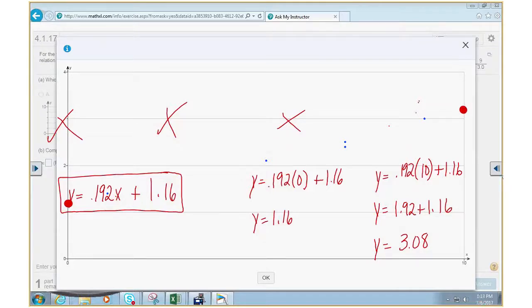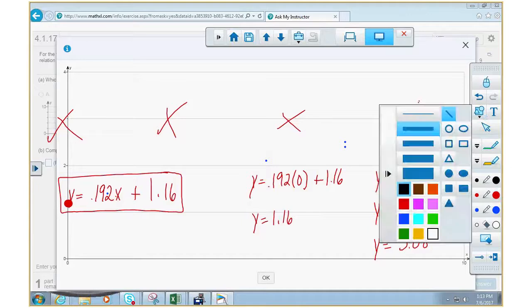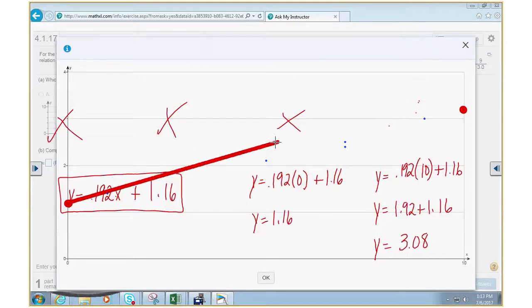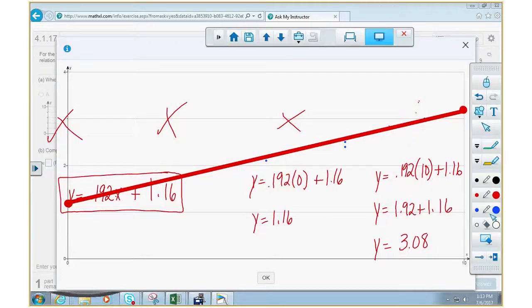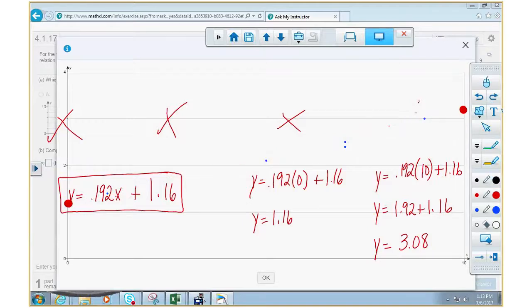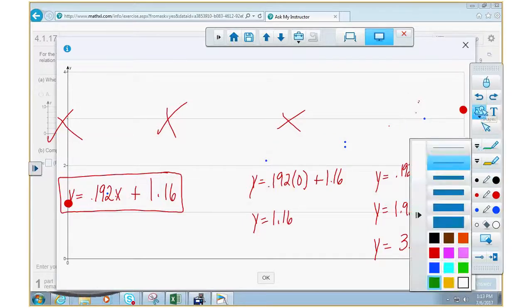Now I'm going to take my red line maker here. And that's not what I wanted to do. I'm trying to stay in the chair so I can see. Hold on a second.